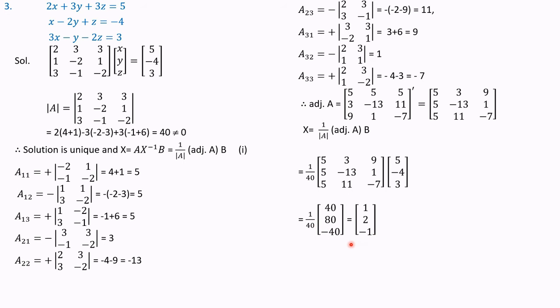Therefore, this should be compared with x, y, z. So on the left hand side we have x, y, z. This is x, y, z is equal to 1, 2, minus 1. Comparing the elements of the left hand side matrix with the right hand side matrix, we get x is equal to 1, y is equal to 2 and z is equal to minus 1. These are the results. Next problem.